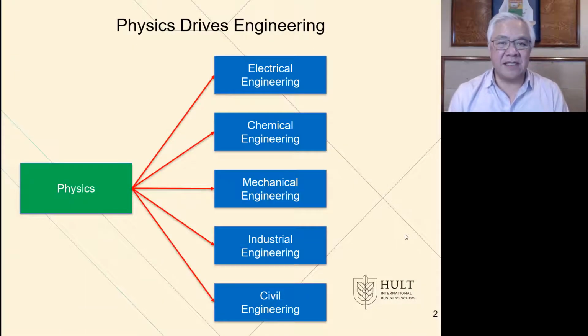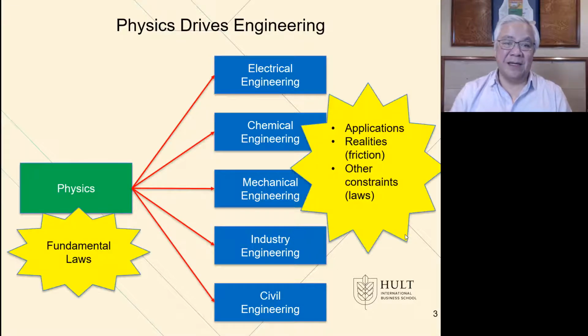So first, let's talk about physics and engineering. Wait a minute, this is physics and engineering? Well, not really, but I'm going to draw a parallel that if you're in engineering or you know about engineering, underlying all of these types of engineering topics like electrical, chemical, mechanical, industrial, and civil is physics. But there's a little difference between the blues and the green here. Physics is a collection of fundamental laws that drive how things work, whereas engineering is more real life. It's applications. It deals with friction, whereas in physics we often ignore friction.